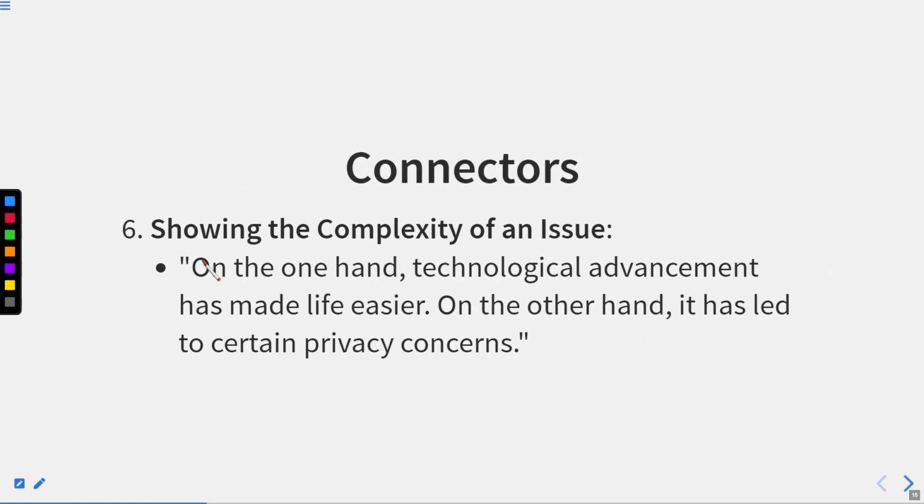Okay, now showing the complexity of an issue. On the one hand, technological advancement has made life easier. On the other hand, it has led to certain privacy concerns.